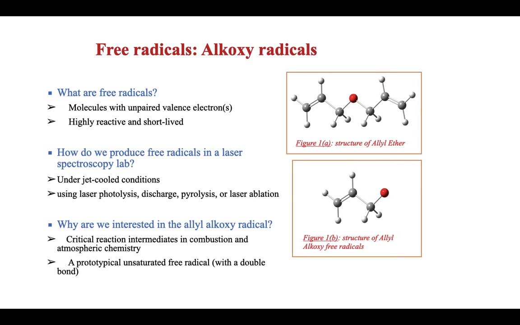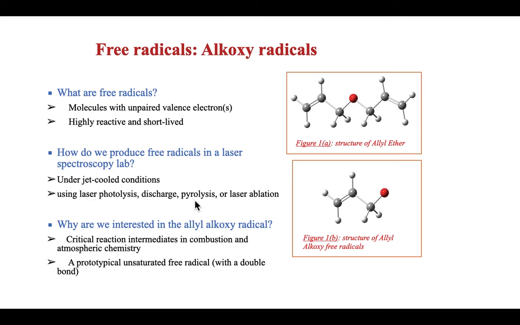So now the primary question is, what are free radicals? Free radicals are uncharged molecules having an unpaired valence electron, and they are highly reactive and short-lived. The next question is, how do we produce free radicals in a laser spectroscopy lab? We can produce free radicals in our lab under jet-cooled conditions by using laser photolysis, discharge, pyrolysis, or laser ablation, followed by free radical reactions.